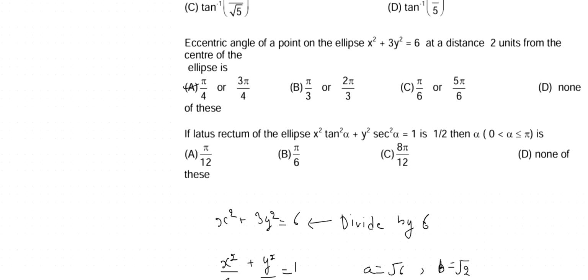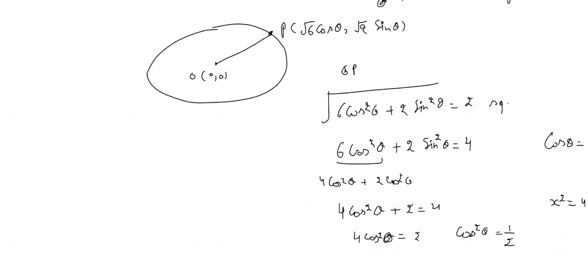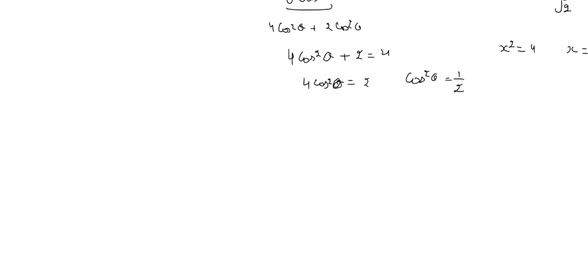Next question: if the latus rectum of the ellipse x square tan square alpha plus y square sec square alpha is 1 by 2, then alpha. All right, let's start. So the equation of the ellipse is x square tan square alpha plus y square secant square alpha is equal to 1.